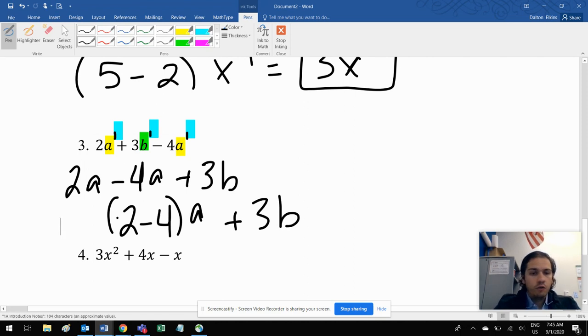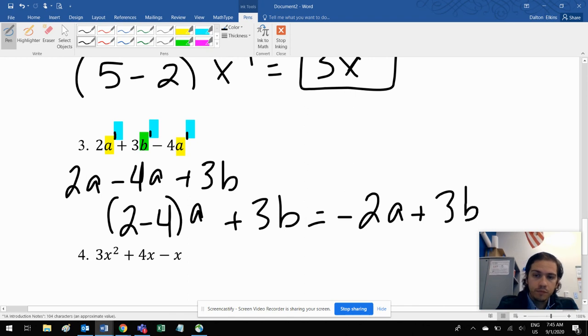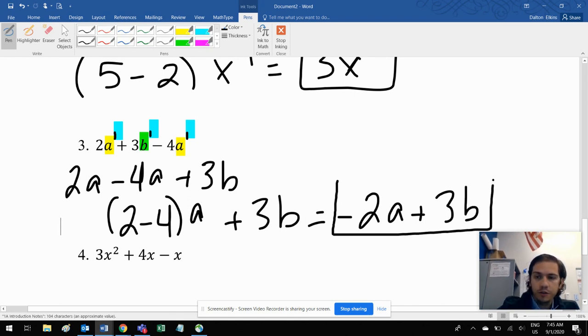Okay, so 2 minus 4. Ooh, some of you are probably tempted to think 2 here. But remember, 2 minus 4 is actually going to be negative 2. So we have negative 2a and then plus 3b. Kind of tricky. A little tricky.